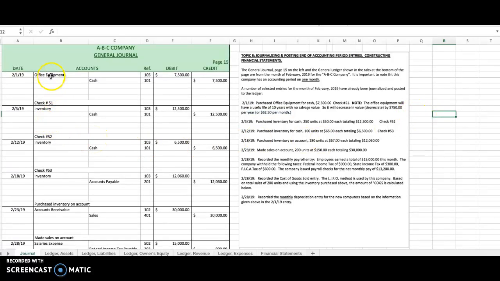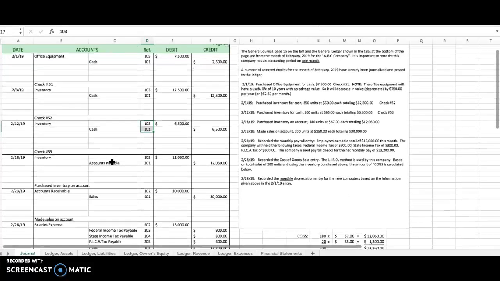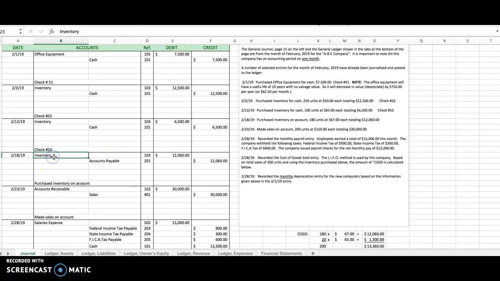But the transaction is very simple and is posted to these two accounts. We bought some inventory for cash, again posted to these two accounts. Again, more inventory on the 12th of February, again posted to those two accounts. On the 18th, more inventory purchased, $12,060. This time we charged it, so we owe money. So the liability account, accounts payable, is credited.